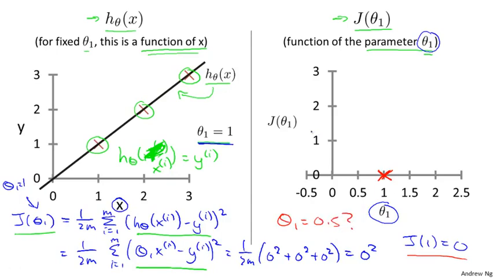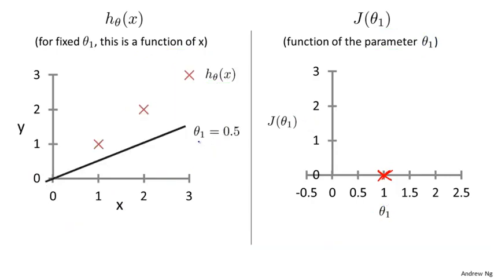Let's go ahead and plot that. I'm now going to set theta 1 equals 0.5, and in that case, my hypothesis now looks like this. There's a line with slope equals to 0.5, and let's compute j of 0.5. So that is going to be 1 over 2m of my usual cost function. It turns out that the cost function is going to be the sum of squared values of the height of this line plus the sum of squared of the height of that line plus the sum of squared of the height of that line, right?